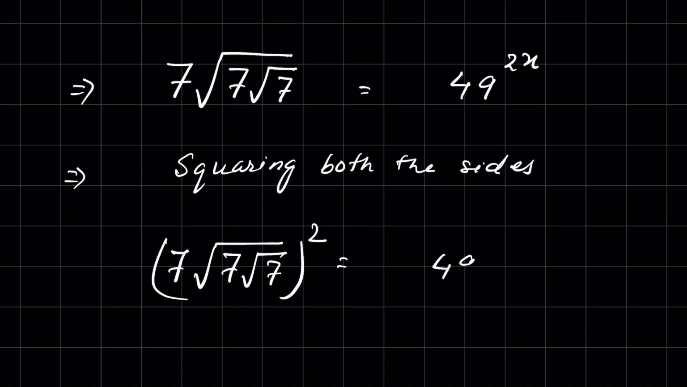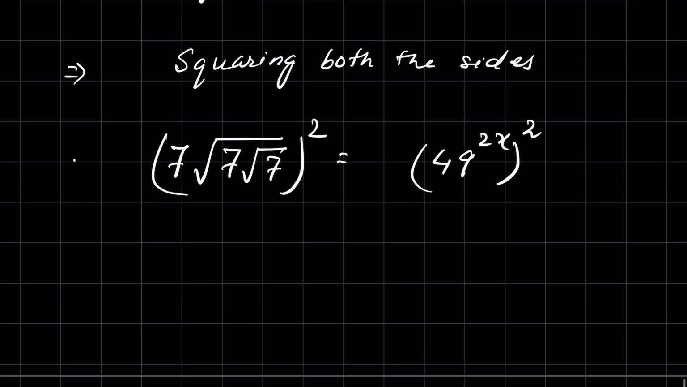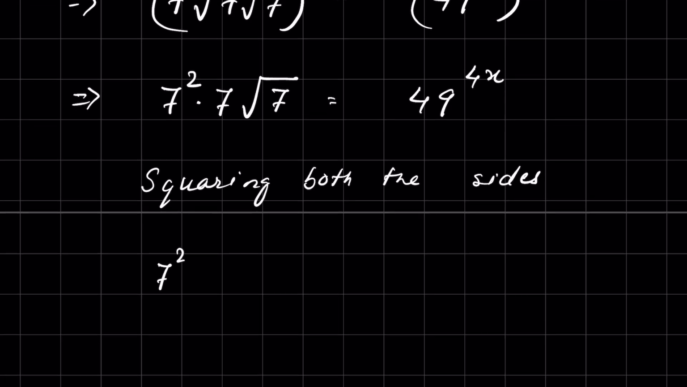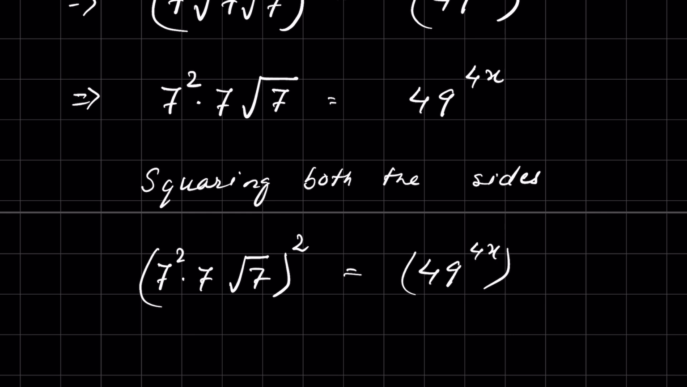So 49 raised to the power 2x, then whole raised to the power of 2. Now this square is on 7 also, and this square removes this square root. So 7 squared times 7, then square root of 7 is equal to 49 raised to the power of 4x. Again squaring both the sides, we have 7 square times 7, then square root of 7 whole square is equal to 49 raised to the power 4x, then whole raised to the power of 2.